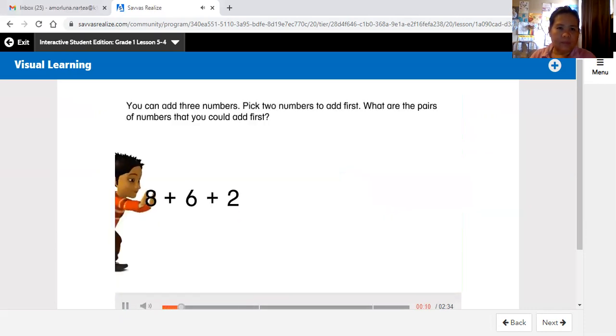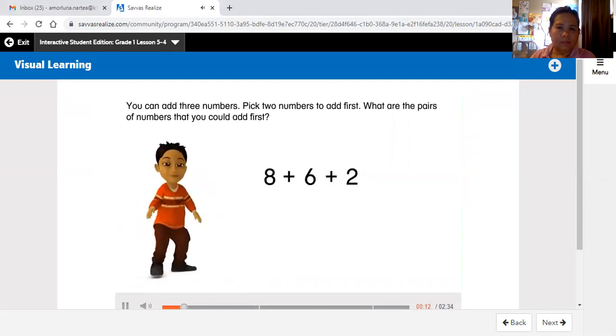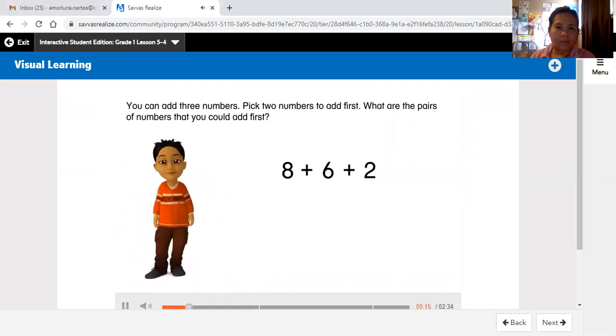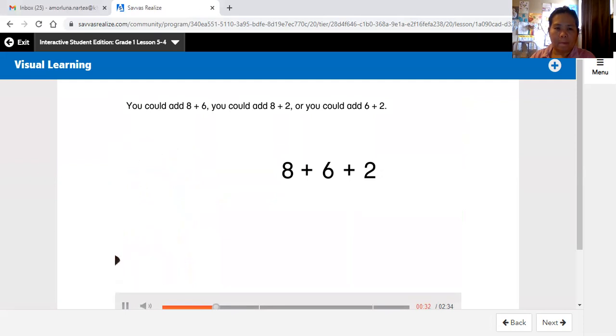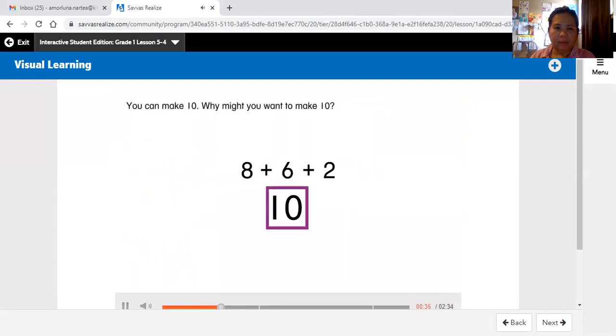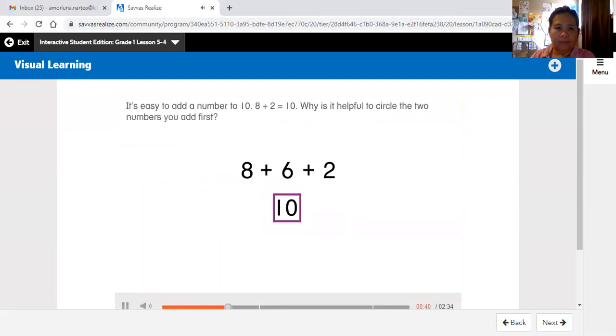You can add three numbers. Pick two numbers to add first. What are the pairs of numbers that you could add first? You could add 8 plus 6. You could add 8 plus 2. Or you could add 6 plus 2. You can make 10. Why might you want to make 10? It's easy to add a number to 10. 8 plus 2 is equal to 10.